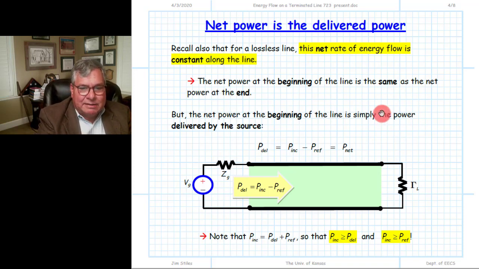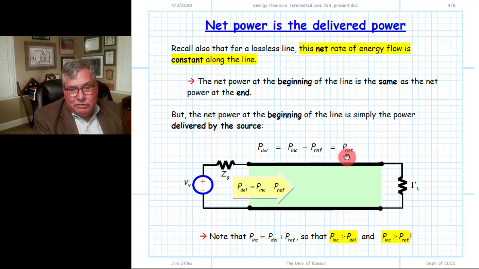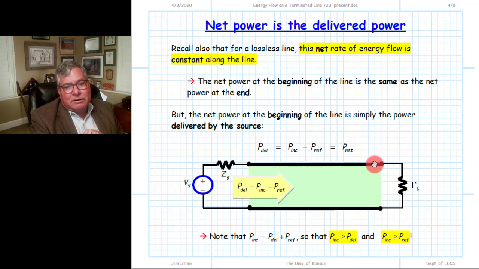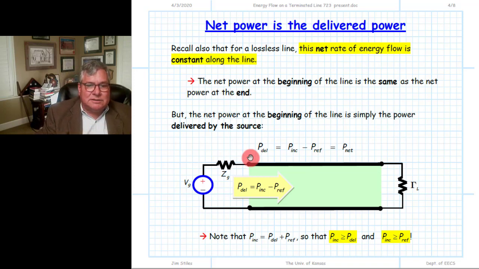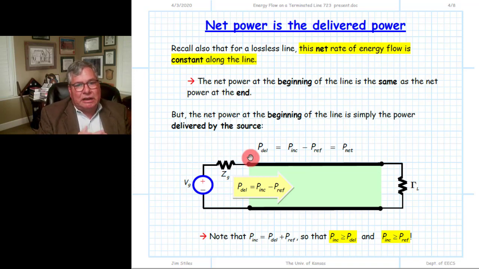So we're going to start with the fact that the difference between the incident power and the reflected power along our transmission line is our net power by definition, and that value is invariant with respect to position. It does not change as we move along the line. The net power at the beginning of the line is the same as the net power flow, or energy flow, at the end of the line. So let's go back to the beginning of the line. And so we find the net flow of energy, the rate of energy flow here is, let's say, 23 millijoules per second, for example. Well, where is that energy coming from?